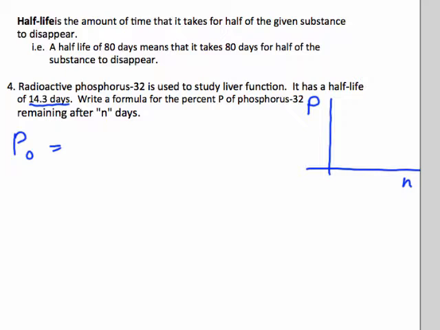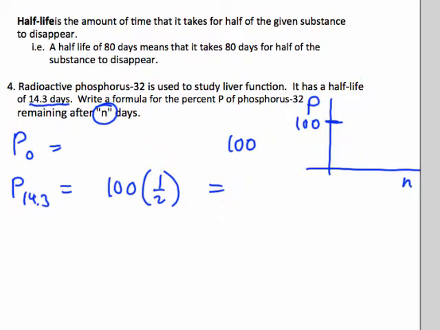So we're starting off with our starting amount of phosphorus, which is, let's say, 100 units, 100%, however you want to look at that. And the first time I can actually do an accurate calculation is after, not 1 day, but after 14.3 days. And that would be 100 multiplied by a half. I would have 50 units left. I would have half of it left after 14.3 days.